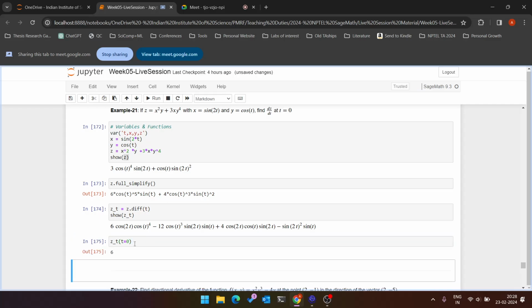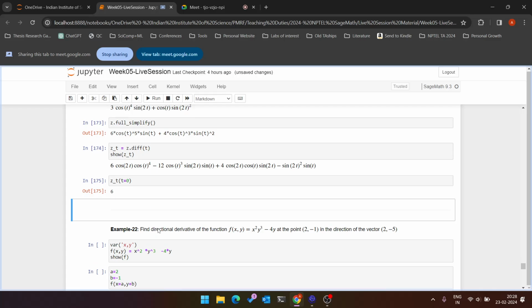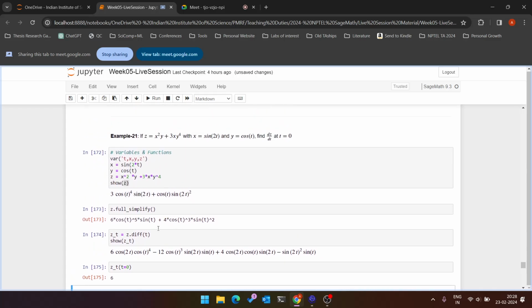right? So straightforward, t equals 0 will basically cancel out all the last three terms because they contain sine of t or sine of 2t. Only the first term remains unharmed. So 6 into 1 into 1. Okay.